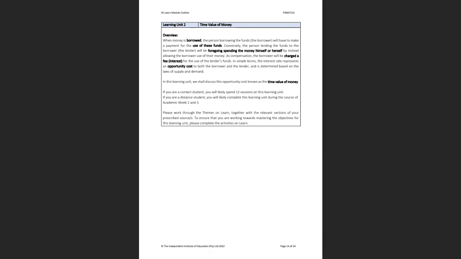Okay, so then we're going to start our learning unit 2, time value of money. So this is your second test 1 chapter, just the first 2 for chapter 1. So what I've got up on the screen is just the page from the module outline, just to give us a short intro as to what time value of money is all about. And then we'll start looking at the actual calculations.